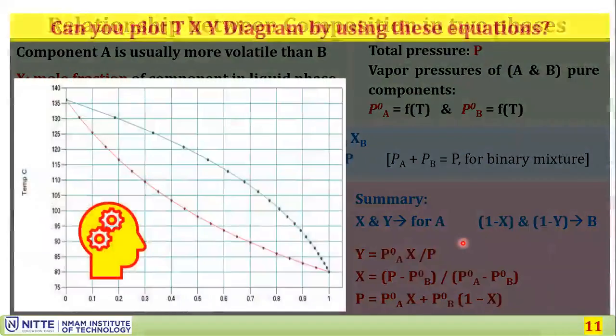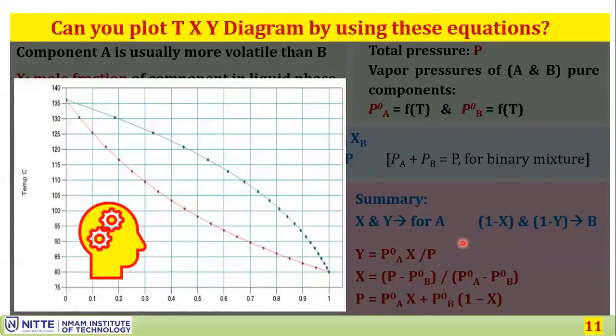Okay, you can pause the video here and think about this particular question. You can pause and come back. Alright. Now the question is, can you plot the TXY diagram using these equations? This is the TXY diagram which you are supposed to plot.